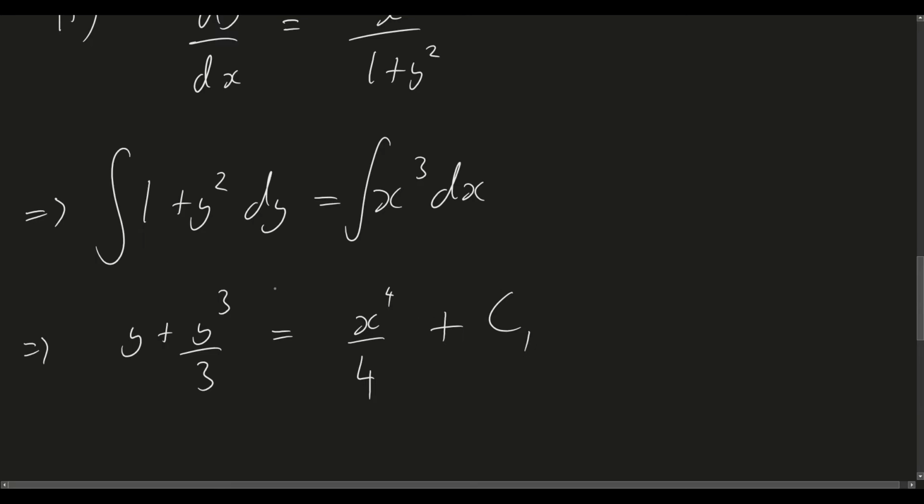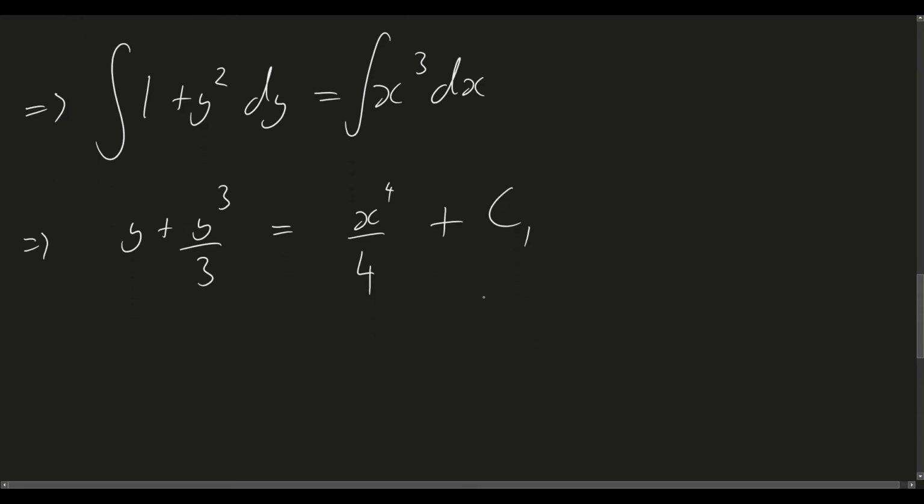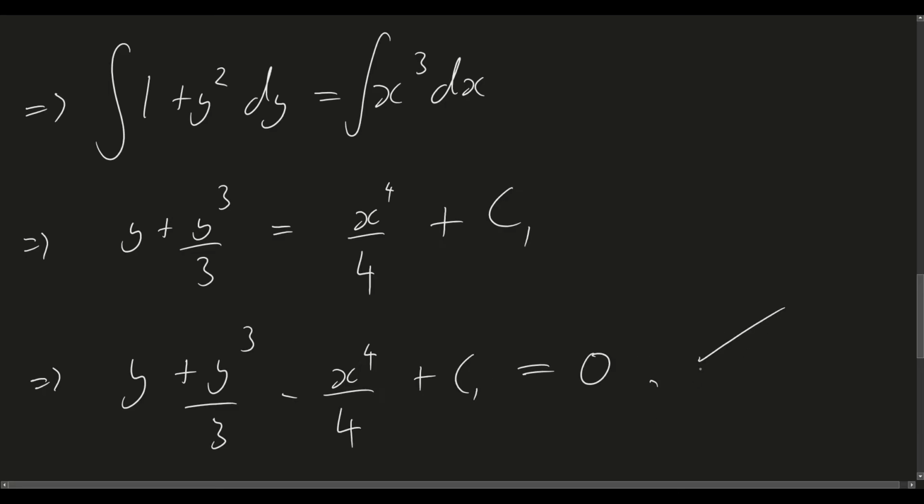And it doesn't actually matter which side of the equation we put that constant term on, because it could be a positive or a negative constant. So feel free to flip it onto any side, but I'll always write it as just plus constant sub 1. At this point, we can't actually simplify this much further. All we can do, if we would like, is bring everything over to one side, just so that it looks a little bit nicer when we write our final solution. So we can rewrite it as y plus y cubed over 3 minus x to the 4 over 4 plus c1 equals 0. And that's it.